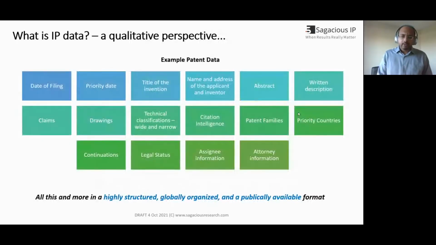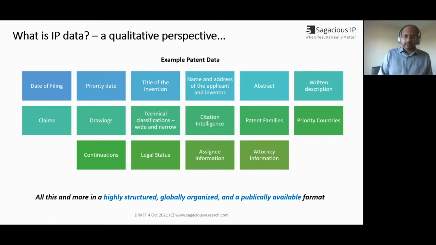When you look at it from a qualitative, more descriptive perspective, you find there is a lot of small pieces of information tied to what we call patents or trademarks. I've taken the example of a patent here. A patent may contain information which can lead to indications around a lot of things. And because this data is available over a period of time, you could use it for a lot of purposes. But what we need to understand is what kind of data is available here.